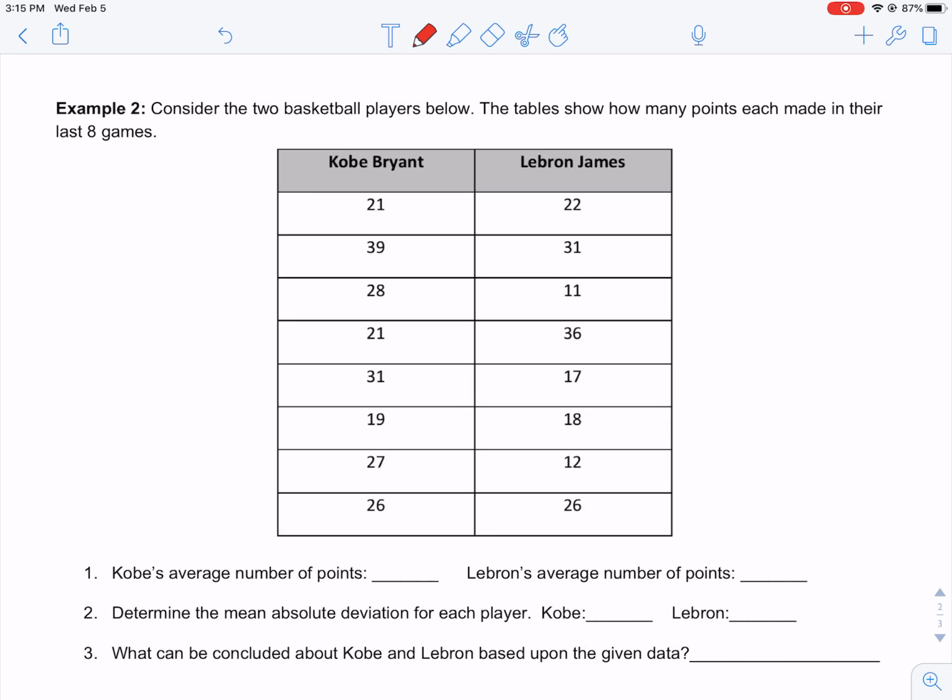Example number 2. Consider the two basketball players below. The table shows how many points each made in their last 8 games. So now we have two different scores for Kobe Bryant and LeBron James. So we first need to figure out the mean for each one, just like what we've been doing. So the mean for Kobe Bryant is going to be 21 plus 39 plus 28 plus 21 plus 31 plus 19 plus 27 plus 26.